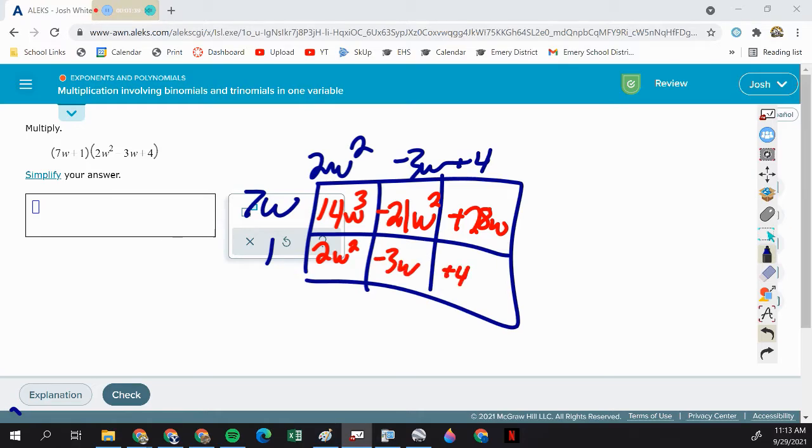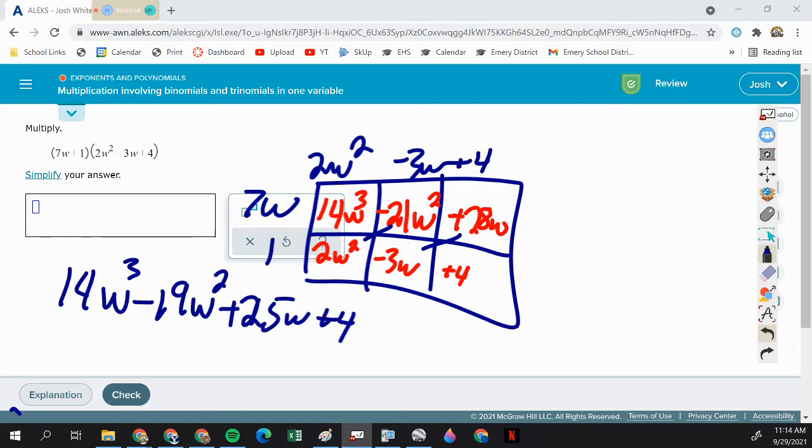And the nice thing about the box is most of the time your like terms are going to line up across the diagonals. So 14w to the third minus 19w squared plus 25w plus 4. Piece of cake, right?